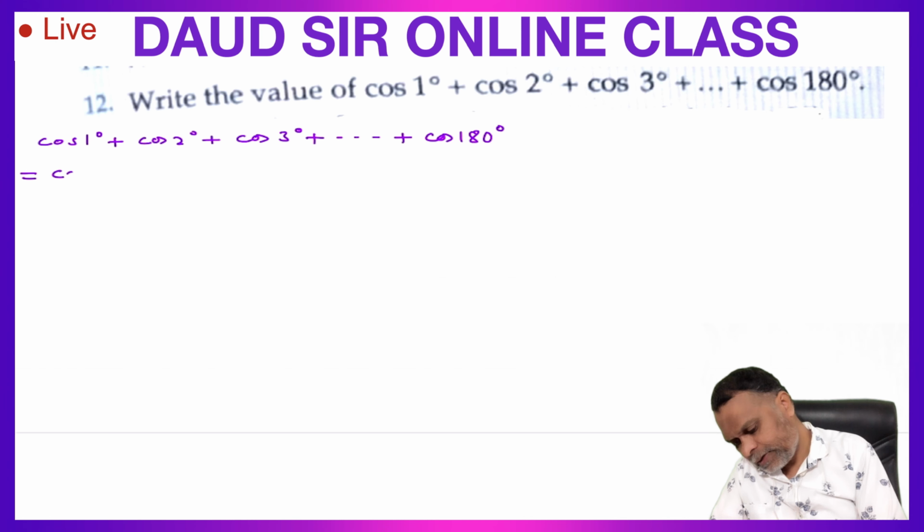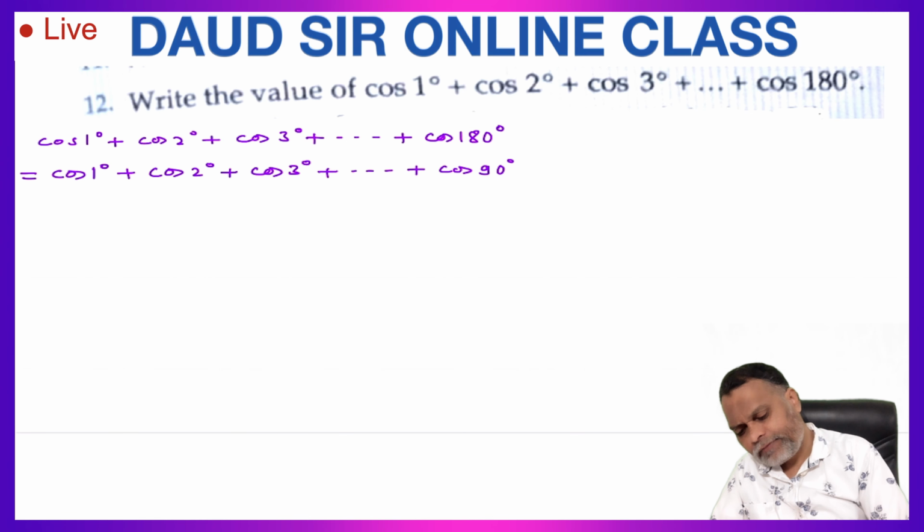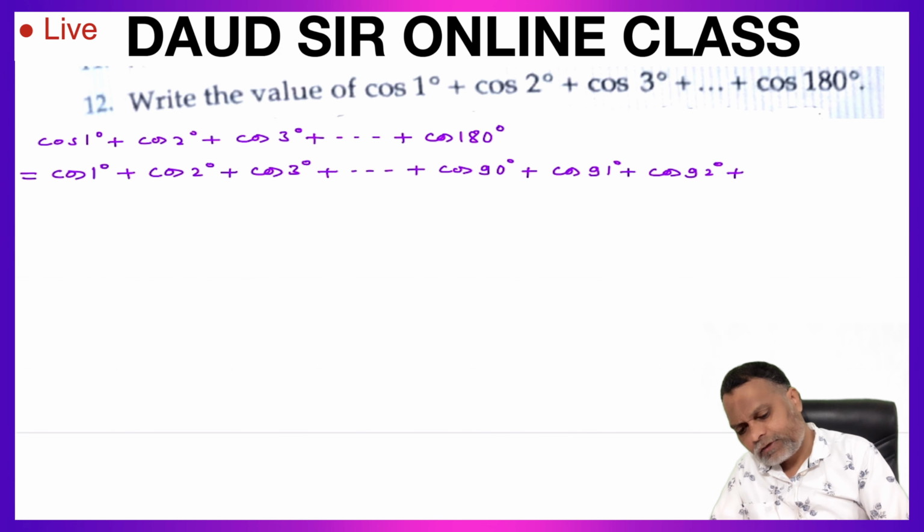So we can write this as cos 1 degree plus cos 2 degree plus cos 3 degree plus up to cos 90 degree, plus cos 91 degree plus cos 92 degree plus cos 93 degree plus up to and so on.